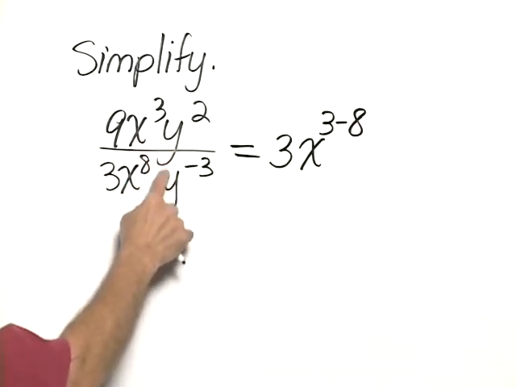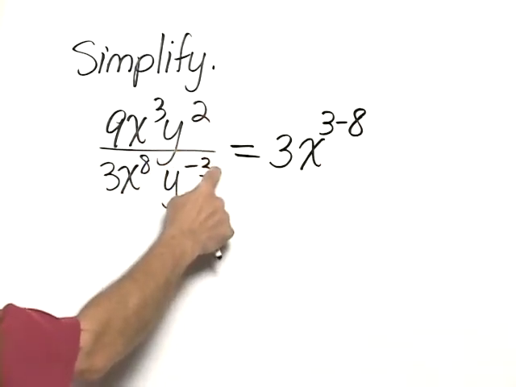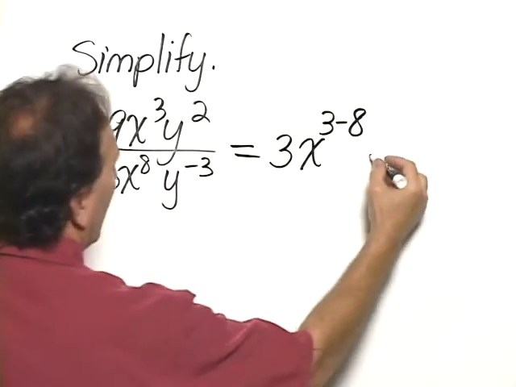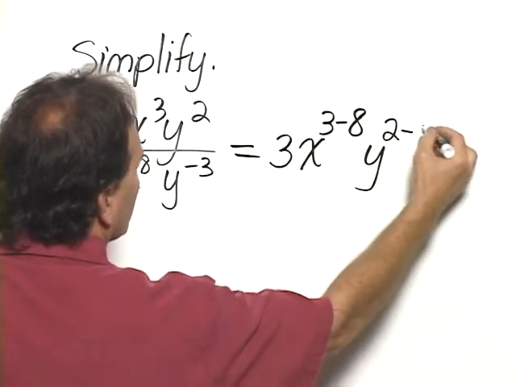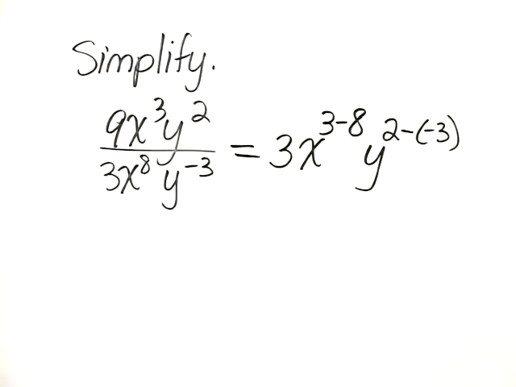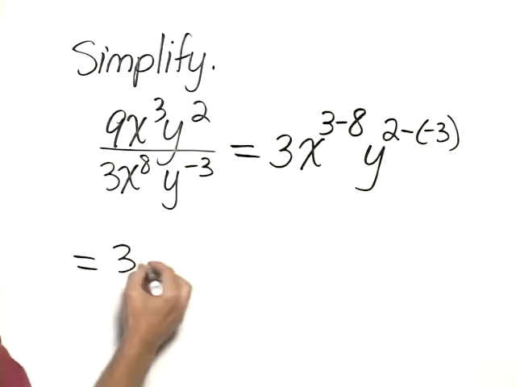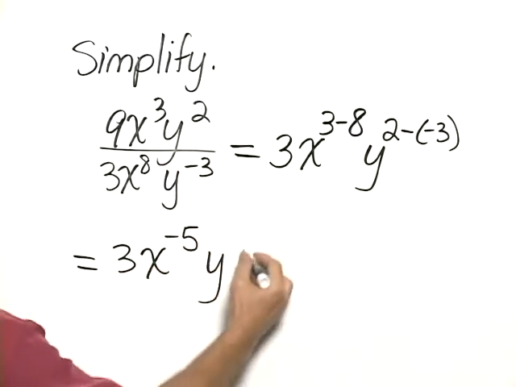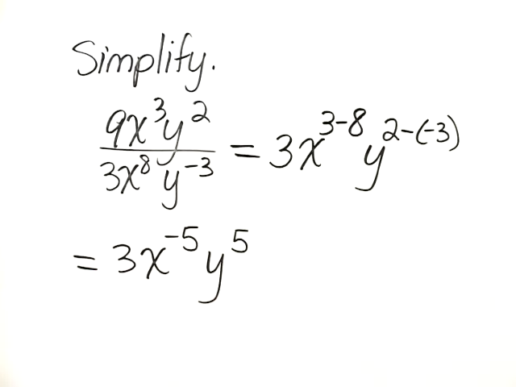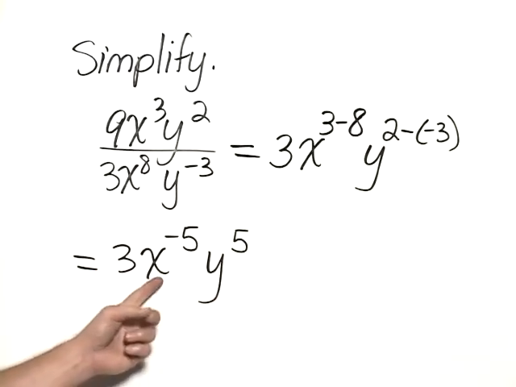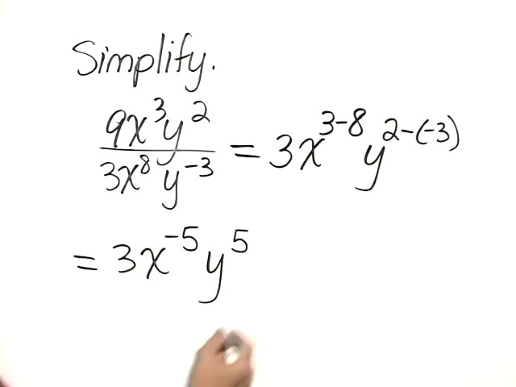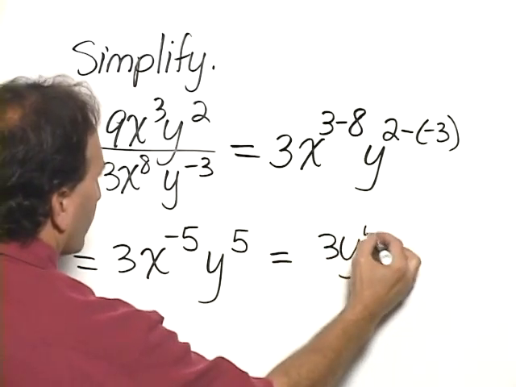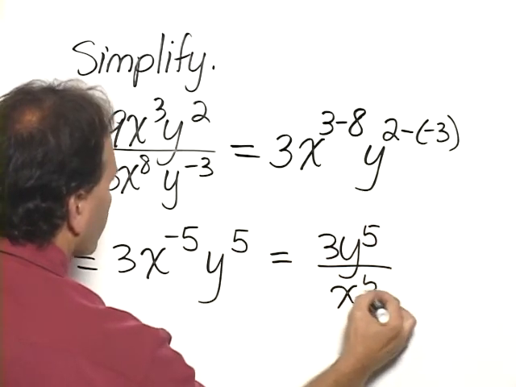For y, we also are going to subtract those exponents, so it would be y raised to the 2 minus a negative 3. Simplifying further, this would be equal to 3x to the negative 5, and then y to the positive 5. Again, we do not want to leave negative exponents, so we would rewrite our answer as 3y to the 5th over x to the 5th.